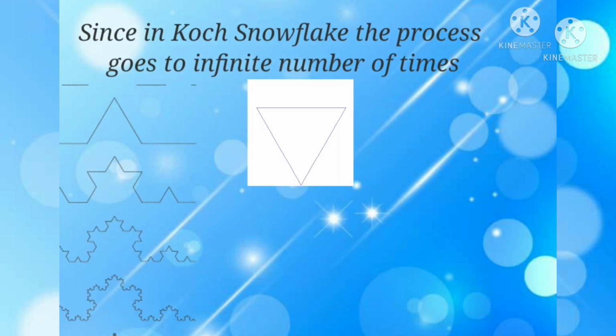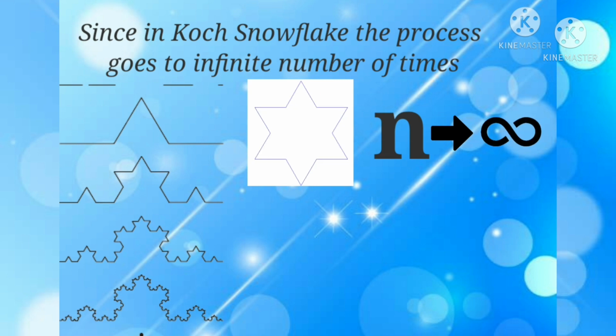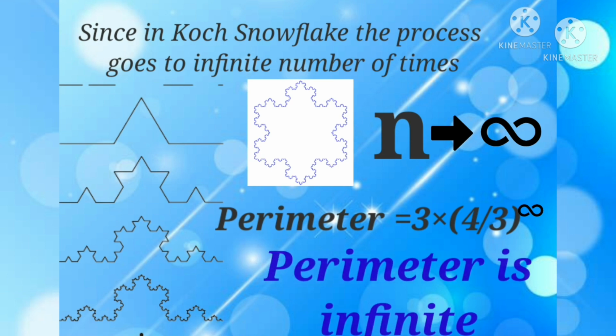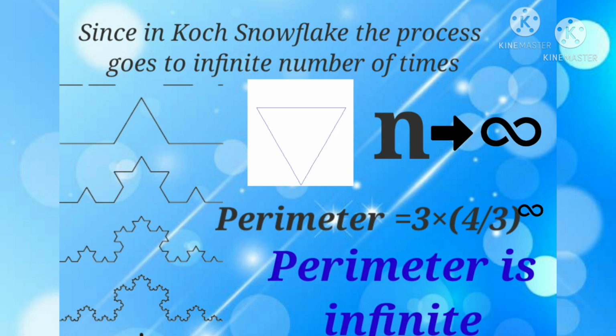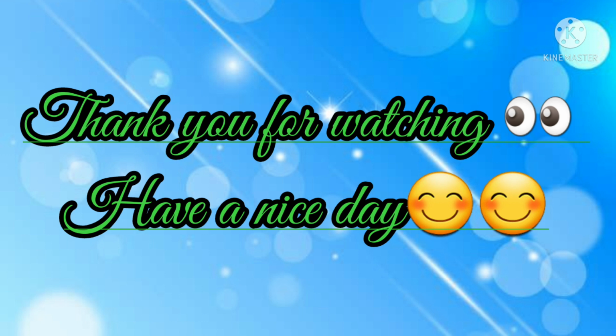Since we know that in the Koch snowflake the same process repeats over and over again up to infinity, here n tends to infinity, which results in the perimeter of the Koch snowflake being infinite. Hence we prove that the perimeter of the Koch snowflake is infinite. So this is why the Koch snowflake has infinite perimeter.